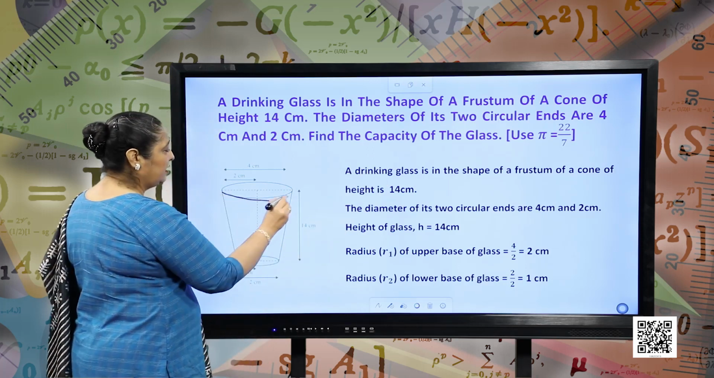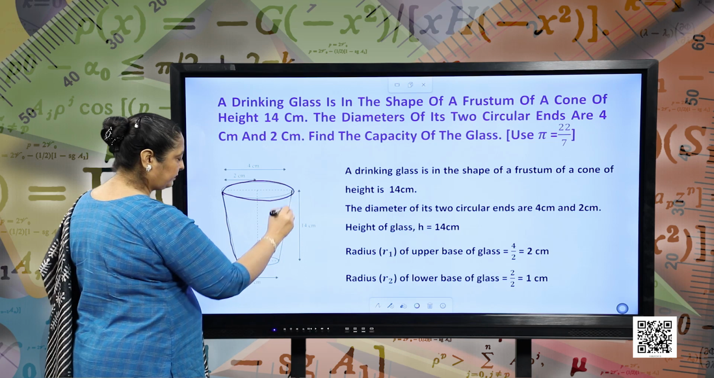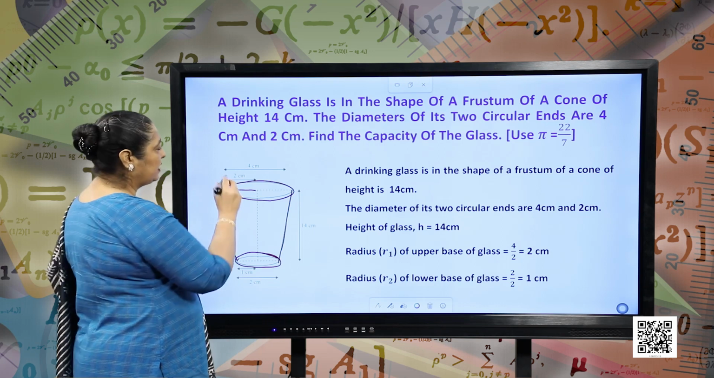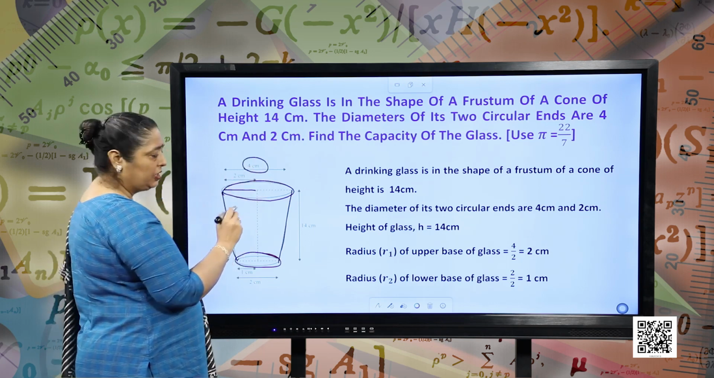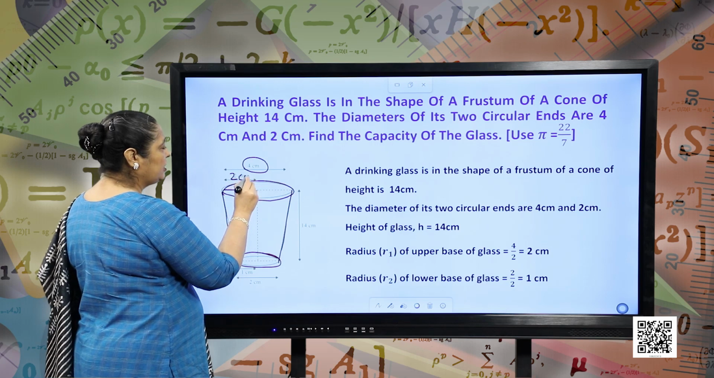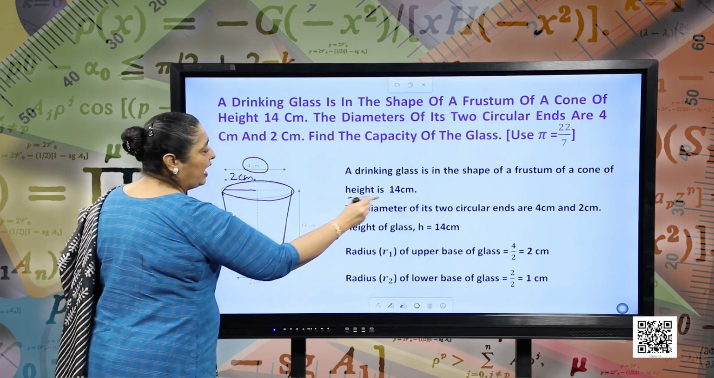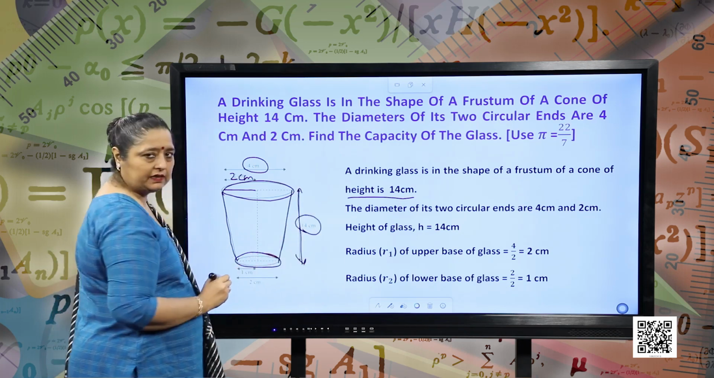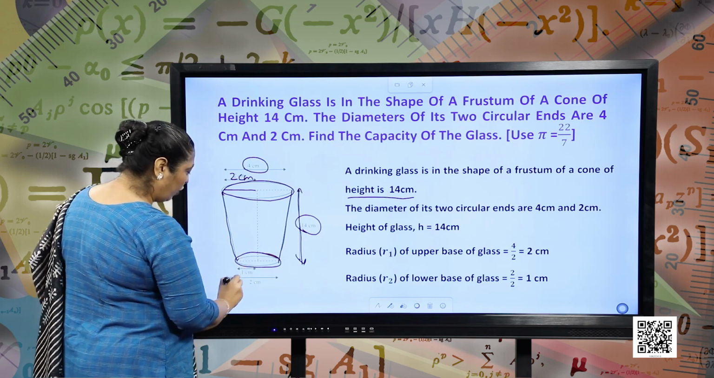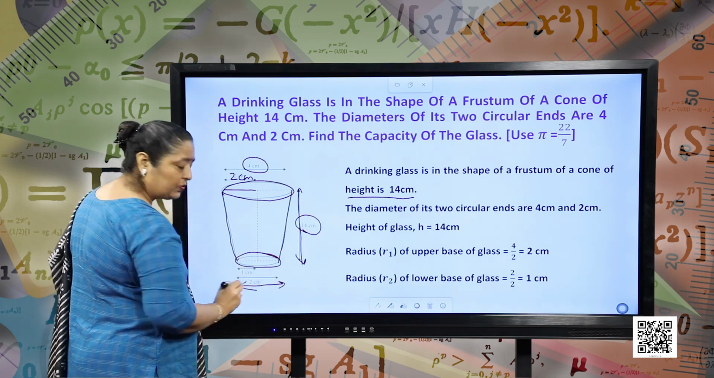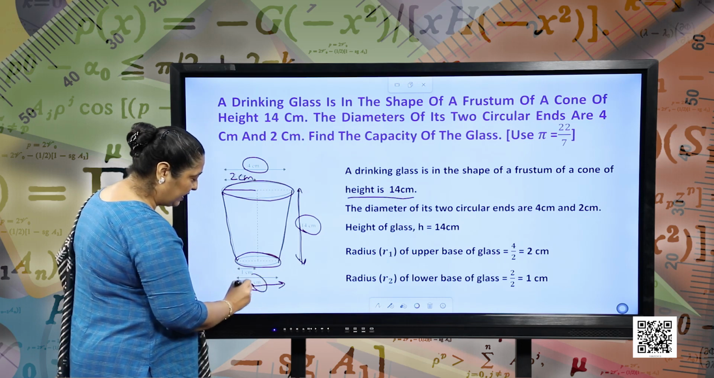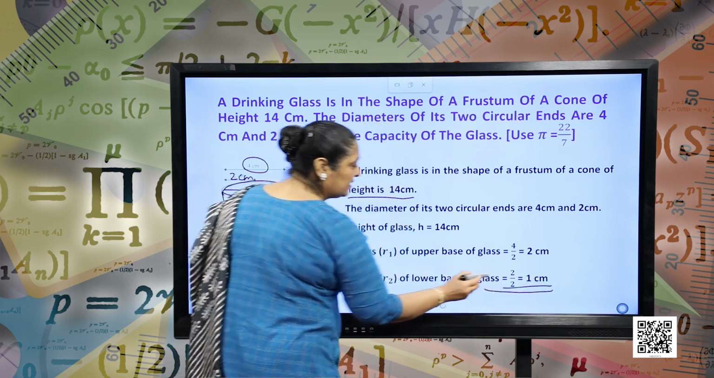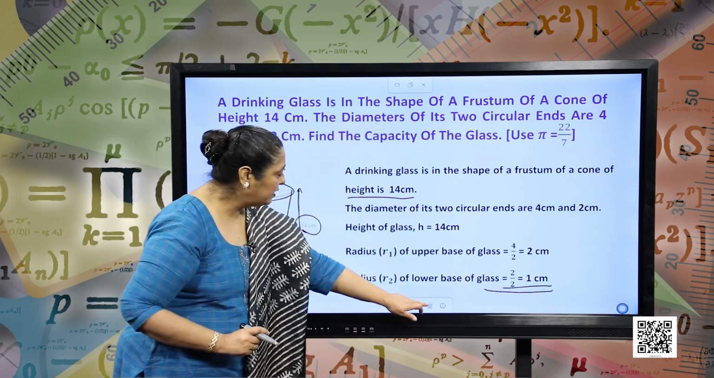You can see here, this is a glass, right? And this is the bigger radius. The diameter is given as 4 centimeter, so the radius will be 2 centimeter. Also, the height is given as 14 centimeter. Also, the diameter of the lower disc is given as 2, so the radius will be 1 centimeter. Okay? So, let us move forward.